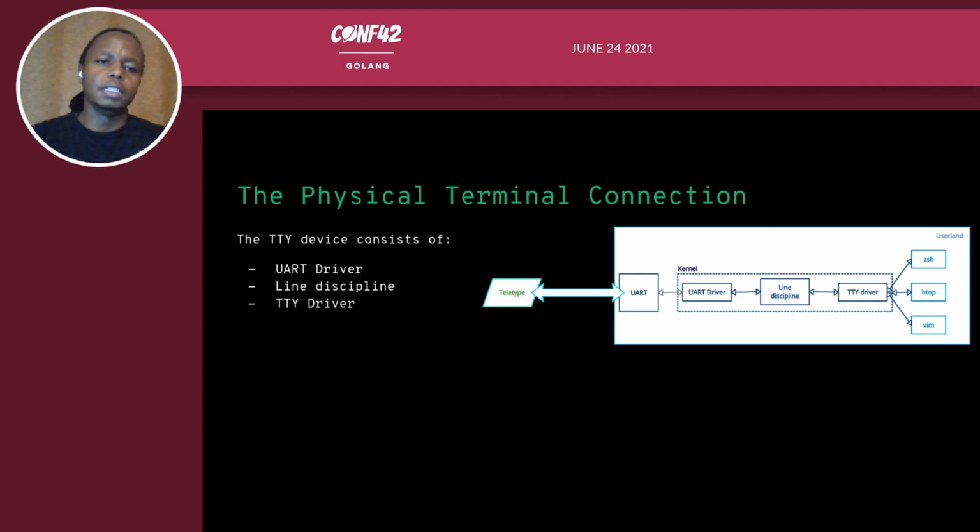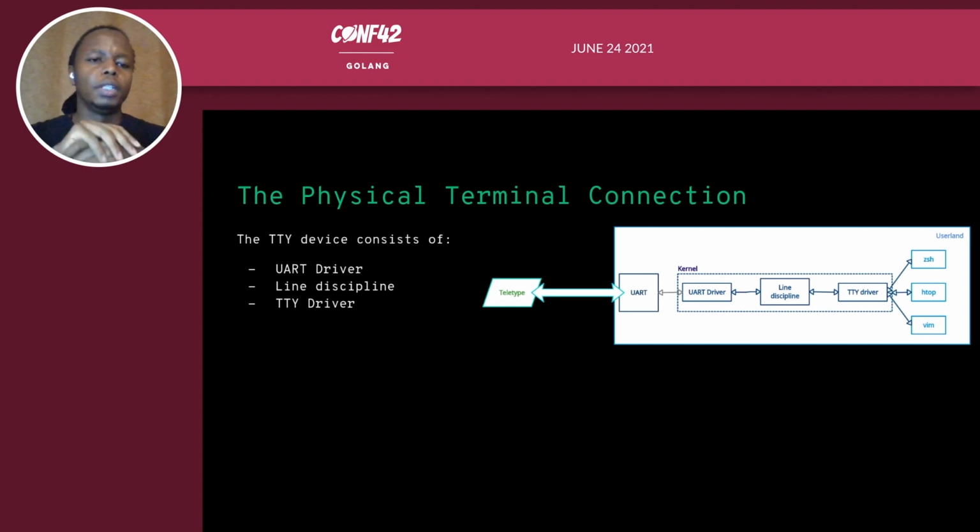The second part is the line discipline. The line discipline maintains a character buffer. Anything that's typed on the teletype is buffered on the line discipline until the user presses enter, and the characters are sent forward to the TTY driver. Line discipline also handles special editing events: backspace, enter, clear line. And the final thing, it echoes keystrokes back to the UART driver so that the user can see what they're typing.